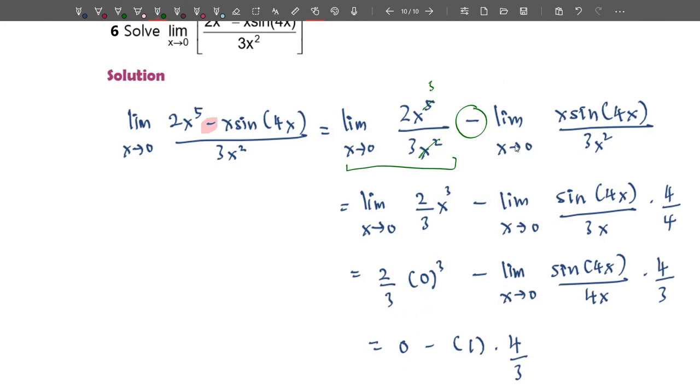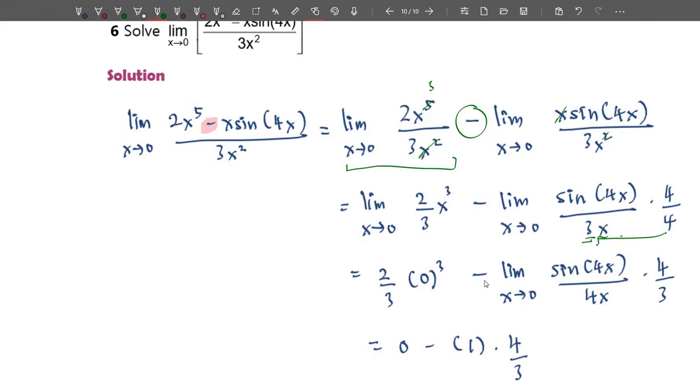Okay, next move on to the second term. Since the connector is minus, so it's minus here. Limit x approaches 0, x sin 4x over 3x squared. As you can see, we can actually simplify it. Okay, we are only left with sin 4x over 3x. But in order for limit sin 4x over something when x approaches 0 to be equal to 1, it needs to be divided by 4x. Okay, but right now we only have 3x. That's why we need to multiply with 4 over 4 in order to rearrange and make sure 4 can be written here instead of 3.